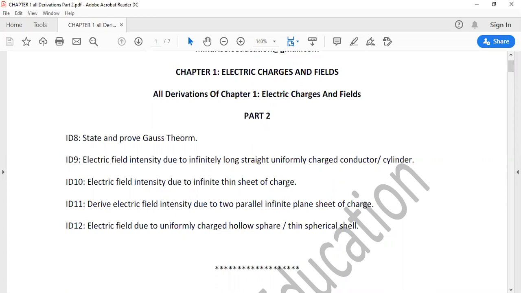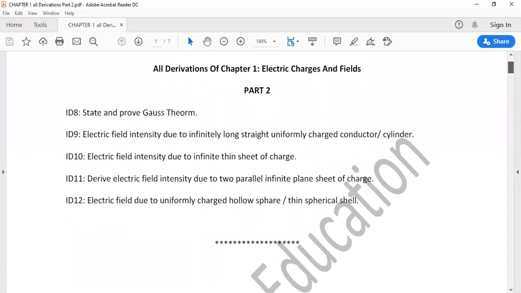ID 8 is state and prove Gauss theorem. ID 9 electric field intensity due to infinitely long straight uniformly charged conductor or cylinder. ID 10 electric field intensity due to infinite thin sheet of charge. ID 11 derive electric field intensity due to two parallel infinite plane sheet of charge. ID 12 electric field due to uniformly charged hollow sphere or thin spherical cell.